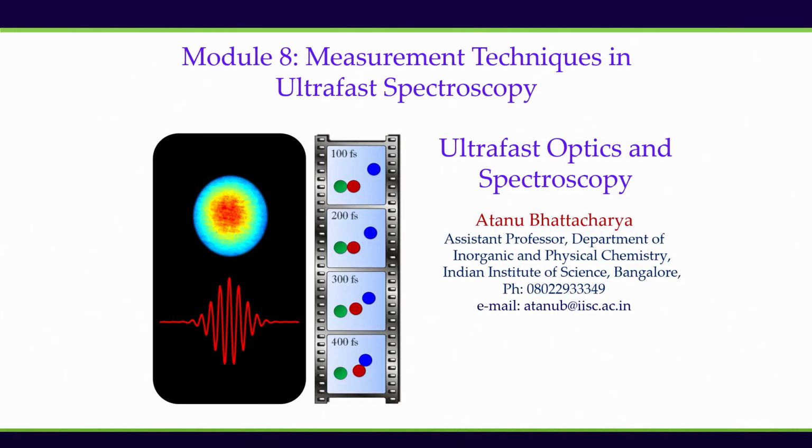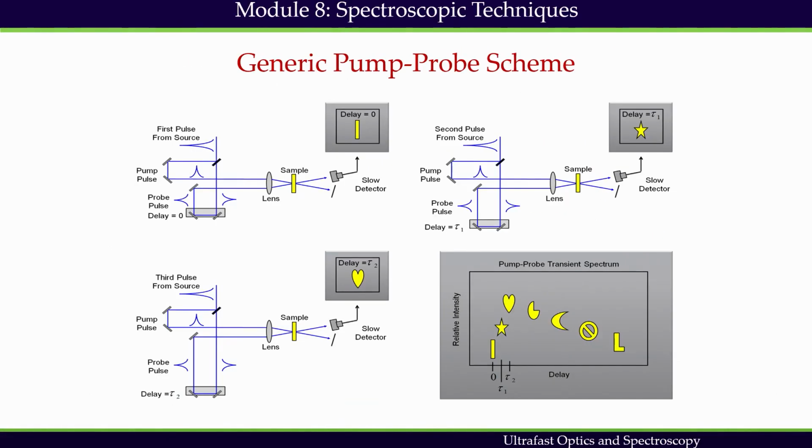Welcome to module 8 of the course Ultrafast Optics and Spectroscopy. In this module, we'll go over different measurement techniques employed in ultrafast optics and spectroscopy. Using ultrafast spectroscopy, one can capture chemical and physical events in a very rapid time scale.